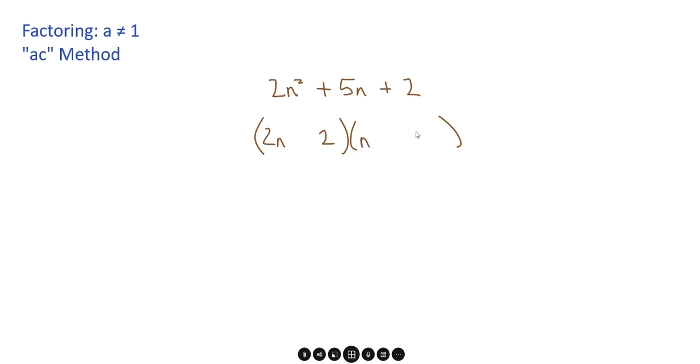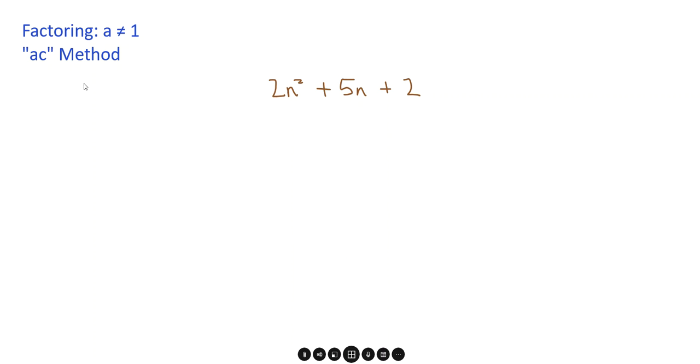because the 2 could either go here and the 1 could go here, or you might have to switch them around. So it's going to take a little bit more guessing and checking. There is a little bit more of a direct way to go about doing this. This method is called the AC method, and what that means is we're going to be using the A term, or the A value, and the C value.